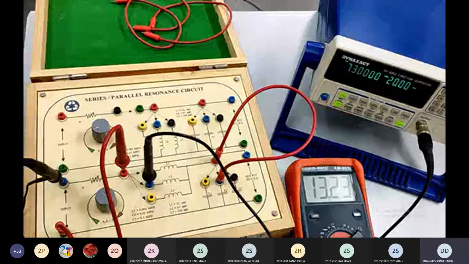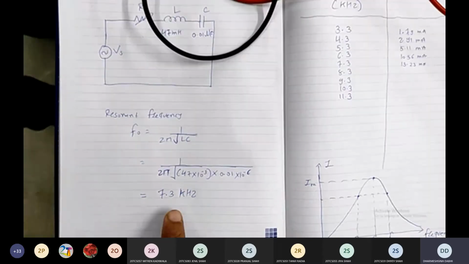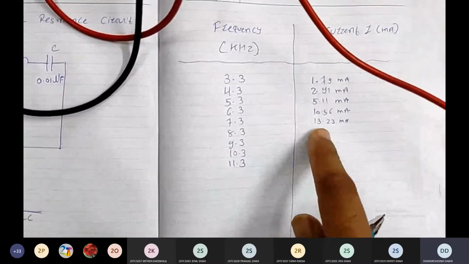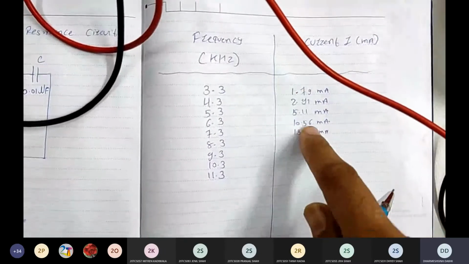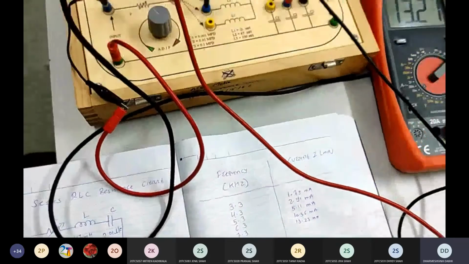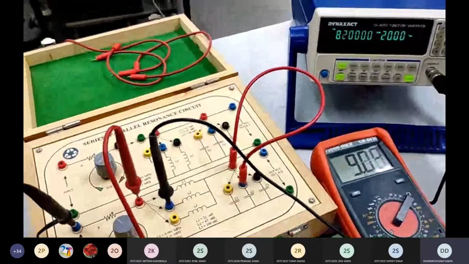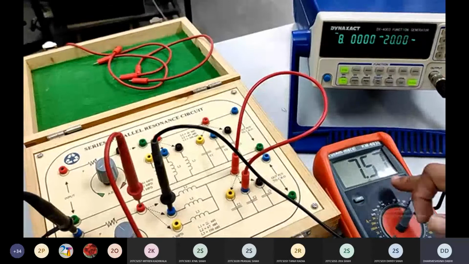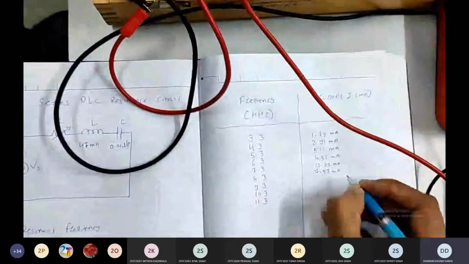Now you can see that at the resonant frequency we calculated for this value of L and C, you get the maximum current at 7.3 kilohertz. Practically we get a current of 13.23 milliampere, which is high compared to the lower frequencies. Now let's see the current at frequencies higher than 7.3. Let's check 8.3 kilohertz. After 7.3 to 8.3, the current decreases, and now the value of current is 7.57 milliampere.